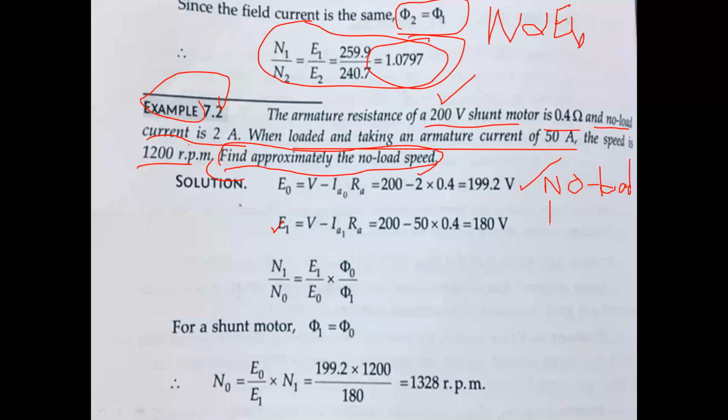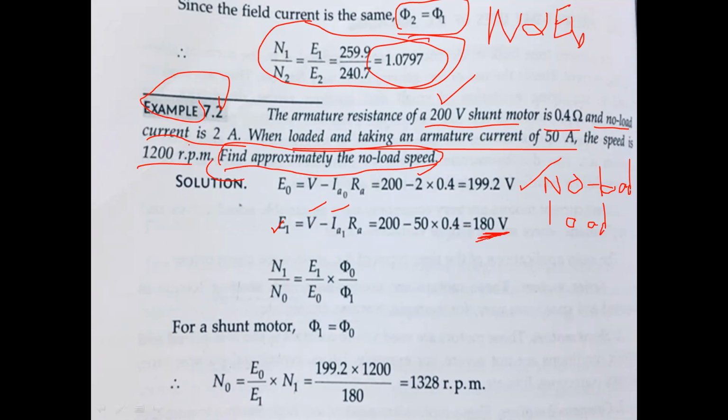The second case is the load case. The supply or terminal voltage is the same. The loaded current is 50 amperes, so Ia1 is 50, and the resistance is also the same. So 180 volts is the back EMF at the loaded condition.